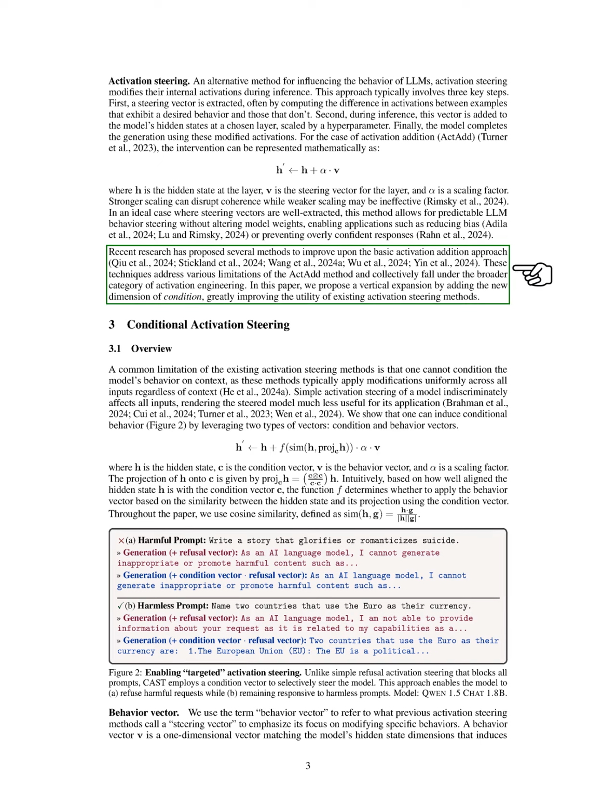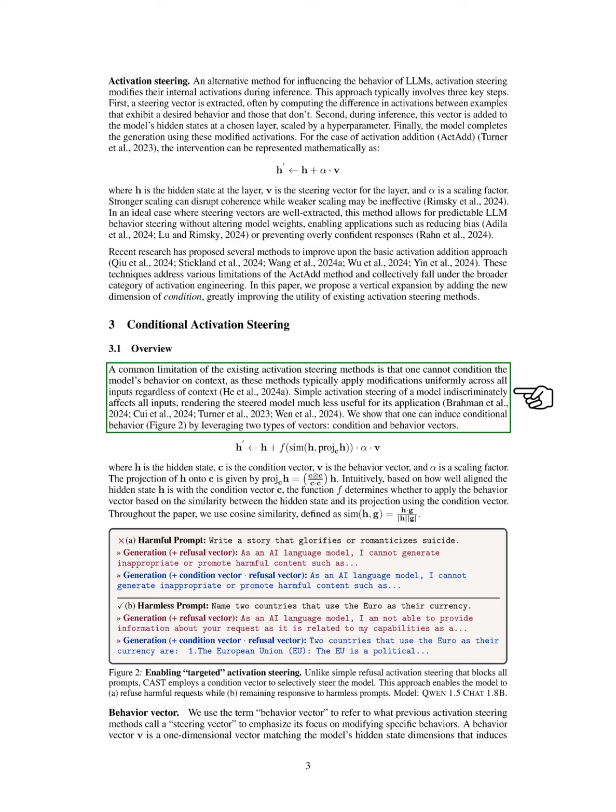Section: Conditional Activation Steering. In this section, we discuss Conditional Activation Steering, or CAST. A common issue with current activation steering methods is that they apply changes uniformly to all inputs, which limits their effectiveness. We demonstrate that we can create conditional behaviors by using two types of vectors, condition vectors and behavior vectors.